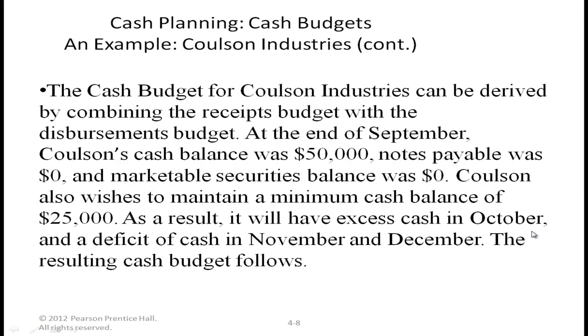All right, now we want to sort of put these things together. We want to combine this to get our cash budget. And again, we have some more assumptions to make here. At the end of September, Coulson's cash balance was $50,000. They have 0 notes payable. They have 0 marketable securities. And they want to maintain a cash balance of $25,000. So let's take a look at what their cash budget looks like.